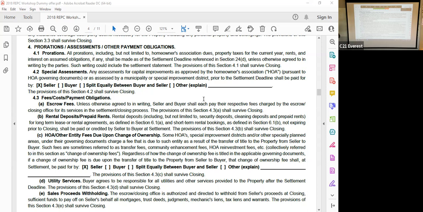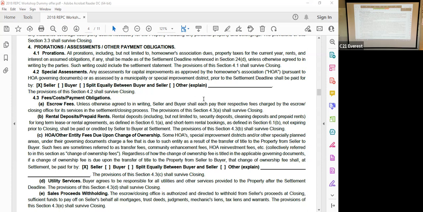A lot of times what people will say when we get to this section is that the home's not in an HOA. Yeah, I noticed that, but they can still. Keep in mind the key thing is this says any assessments for capital improvements approved by the HOA or as assessed by a municipality or special improvement district. So it is possible, even if they're not in an HOA, that the city or the improvement district could come through and do some type of special assessment. We're going to change out all of the something, whatever.